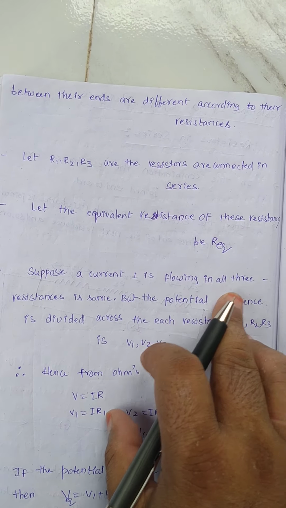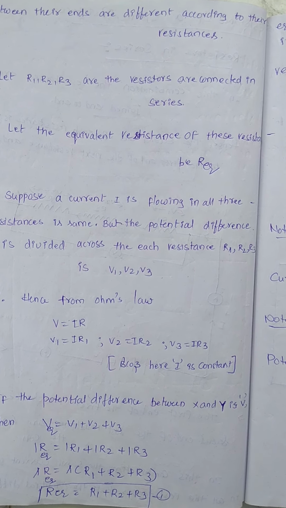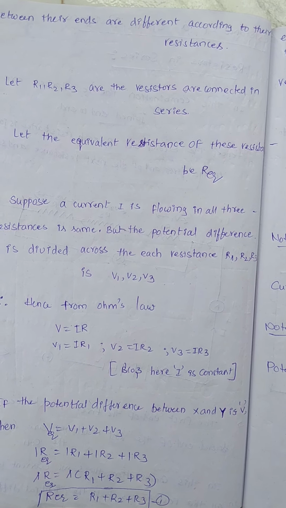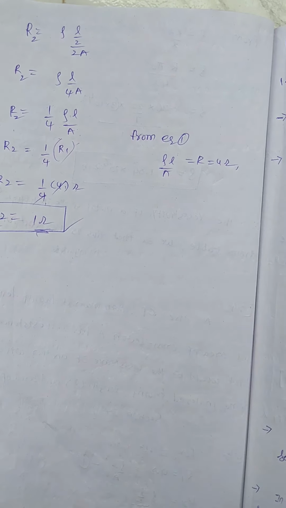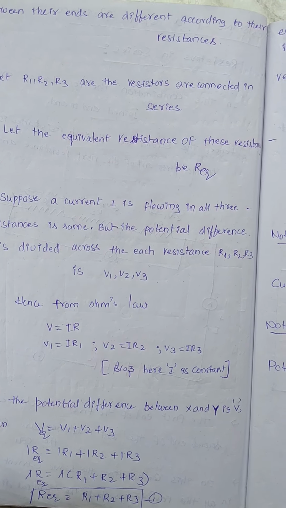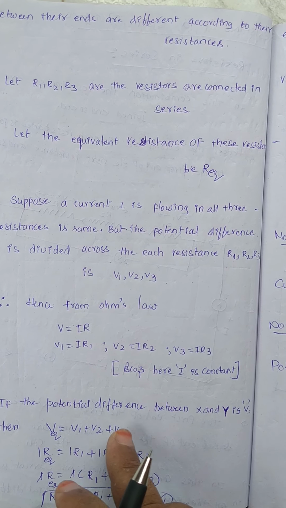But if the potential difference between X and Y is V, then V equal to V1 plus V2 plus V3. Why? Because V is not a constant; V is different for different resistances. So the potential difference is divided across all resistances in series combination, but the current is the same for all resistances. That you have to remember always. Just remember blindly: in series combination the current is the same or constant, but the potential difference is divided across all resistances. So further, V equal to V1 plus V2 plus V3.